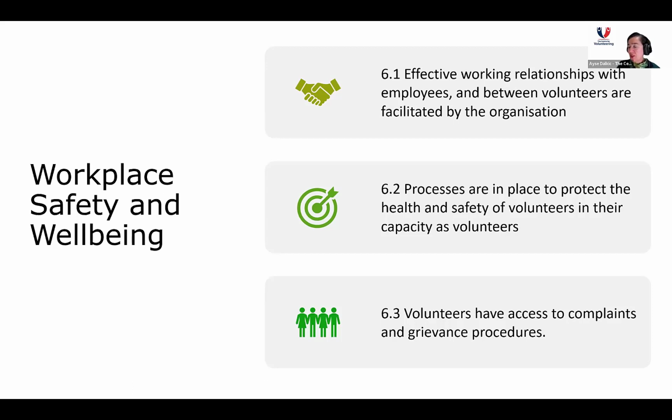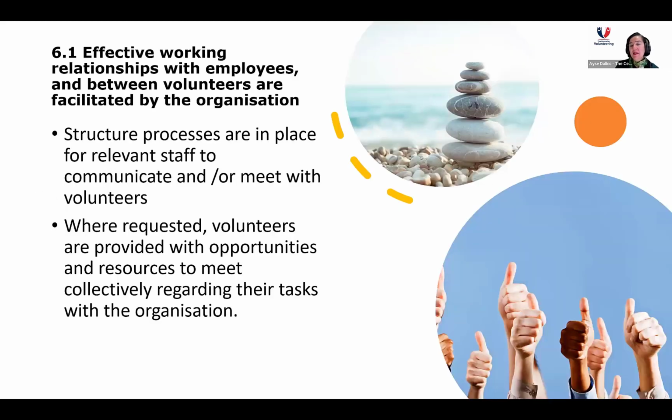So what we're doing now is just dissecting Standard 6 into each of its subsets. Effective working relationships with employees and between volunteers are facilitated by the organisation. So having an organisation that has the structures in place that are relevant to staff, and how you communicate that to the volunteers. And where requested, volunteers are provided with opportunities and resources to meet collectively regarding their tasks with the organisation.